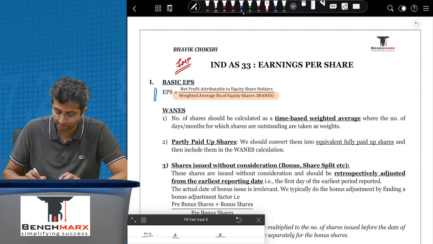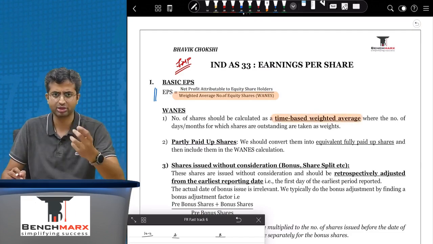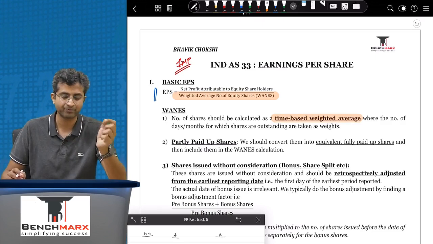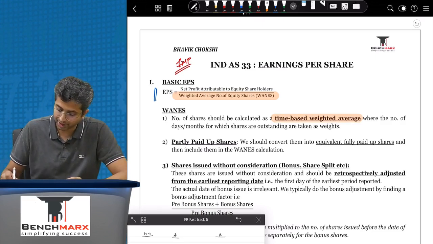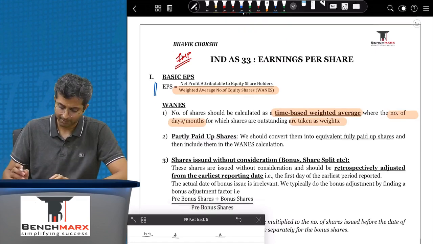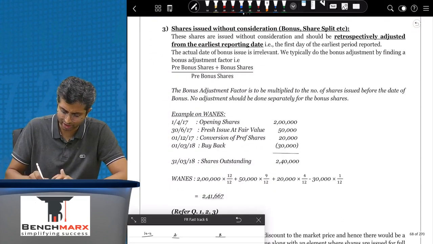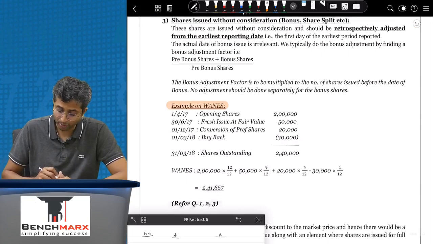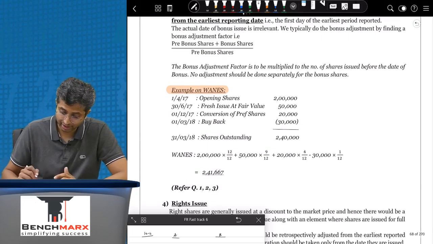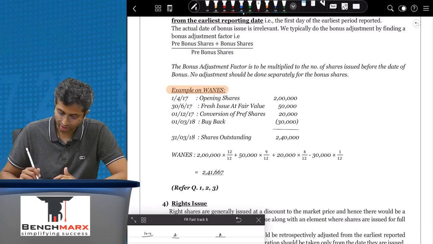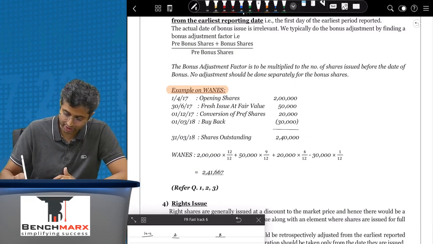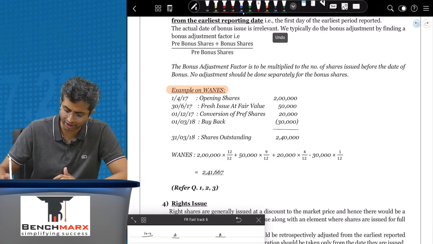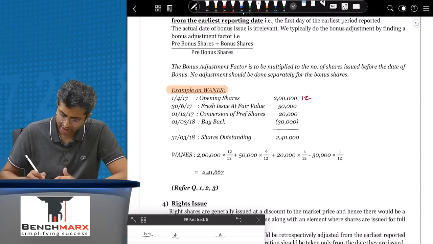Well, weighted average number of shares should be calculated as a time based weighted average, like we took the number of days as the base, where the number of days or months, as the case may be, for which shares are outstanding are taken as weights. Based on which you have this example over here, an example of VANES. Your opening shares are, let us say, 2 lakhs, which is outstanding. Let's say if I take months for the entire 12 months, you can even take days.